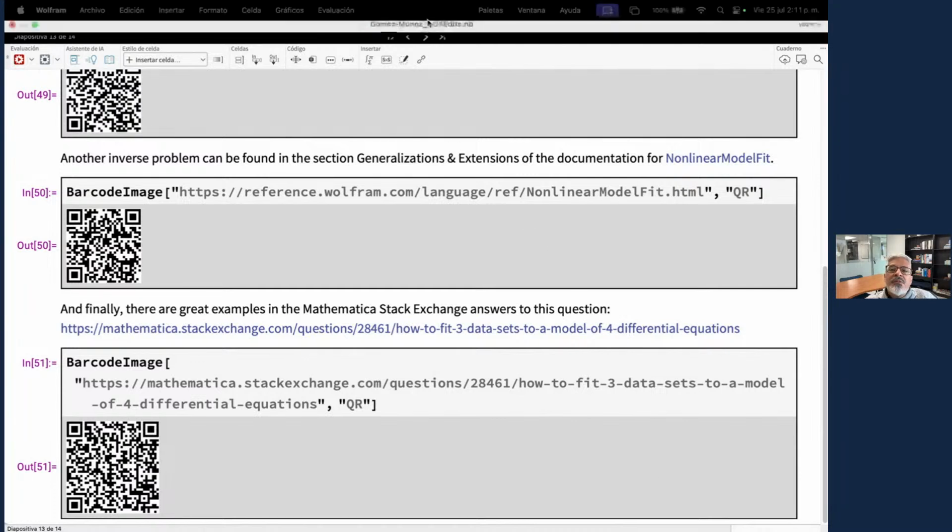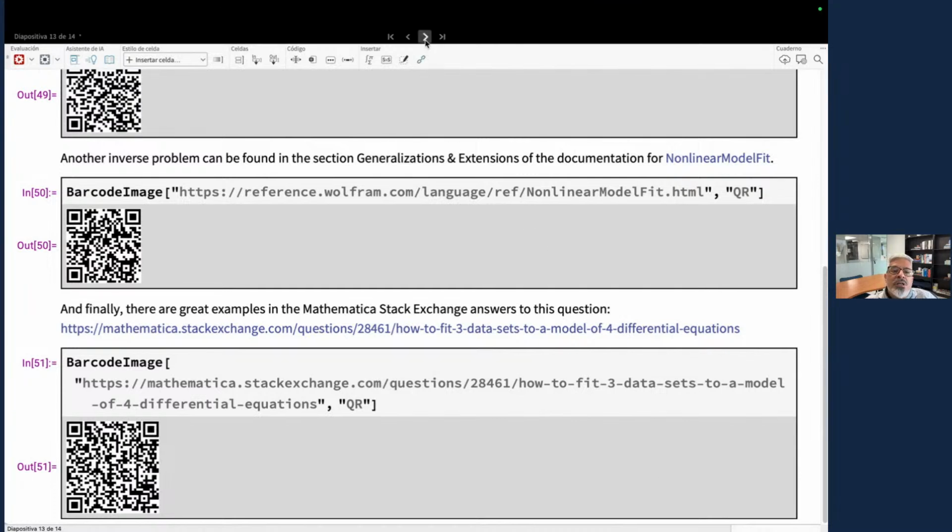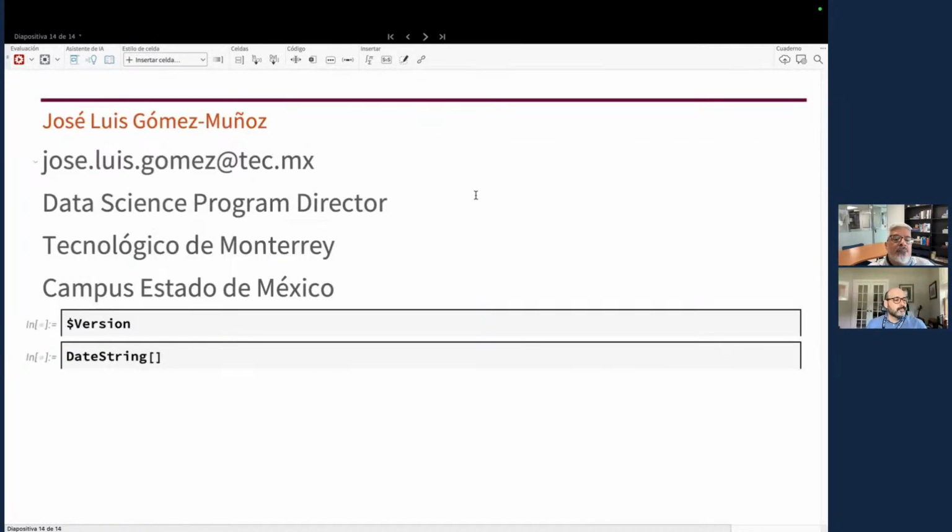And well, this is what I wanted to share with you: how can we use the ParametricNDSolve command and NonlinearModelFit in order to get solutions to inverse problems. Thank you very much.